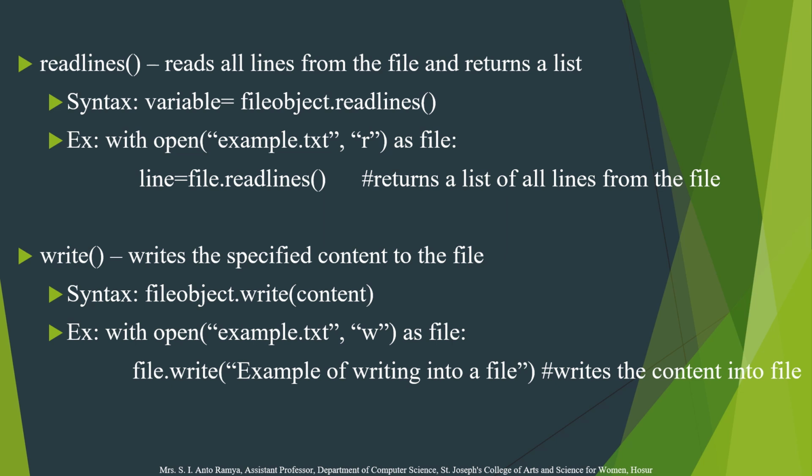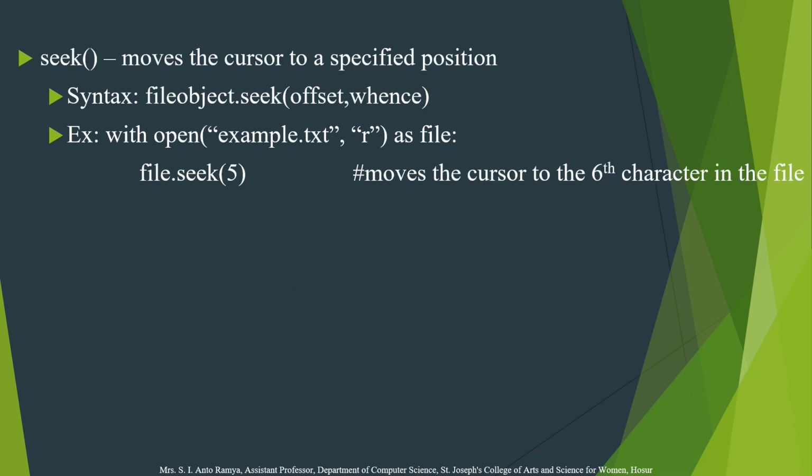Next one is write. It is used for writing a number of characters inside a file. The syntax is file object dot write of whatever content you want to give, you can give here. See the example: with open example.txt comma w as file. So with open is the function that we are using for opening the file. The name of the file is example.txt. It is opened in writing mode and here file is the name of your file object. File.write of example of writing into the file. So this content, whatever we have given within brackets, will be written into the file.